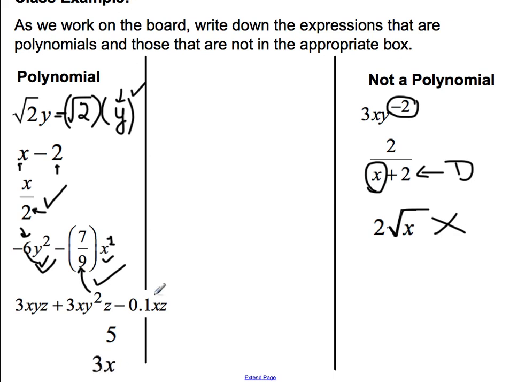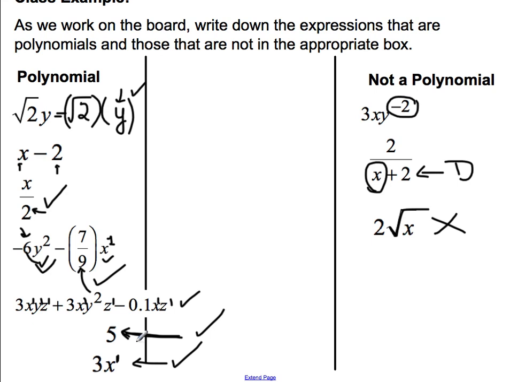Again, we look at the variables. This one is a polynomial because it's just a constant term. It's just a number, and a number is considered a polynomial. Here we look at our variables and our exponents. This has an exponent of 1, that has an exponent of 1, that one too. This one's 2, this one's 1, that one's 1, that one's 1. So they're all whole numbers, we're good. Same thing here: this is 3 times x to the power of 1, so that one's good as well. So those are all polynomials.